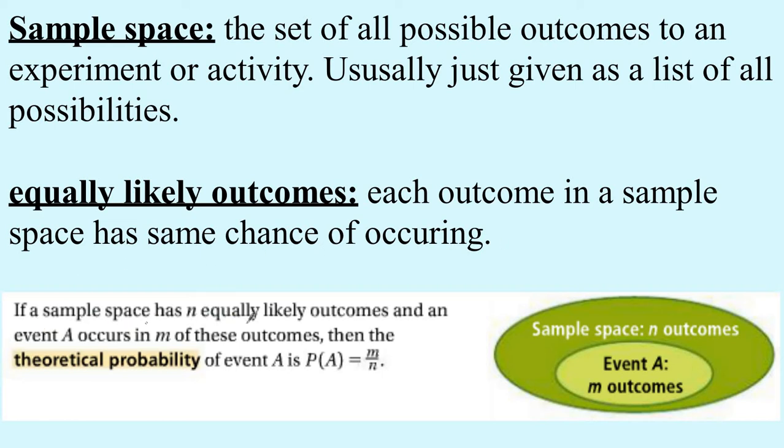All right. If a sample space has n equally likely outcomes and an event A occurs in m of those outcomes, then the theoretical probability is like the same thing as experimental probability. It's literally the same thing. N is the sample space, so n is the denominator. M is the event happening. It's just the wording. That's what's different between experimental and theoretical.